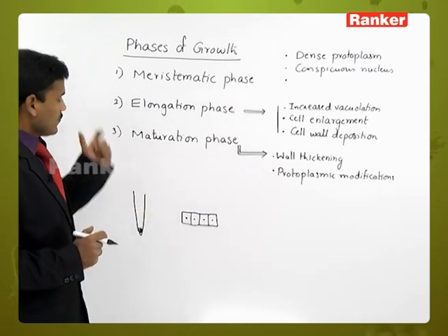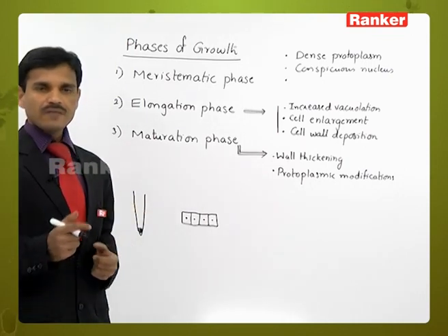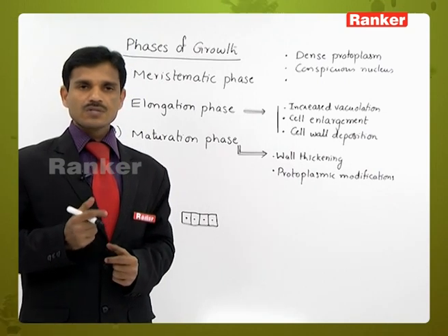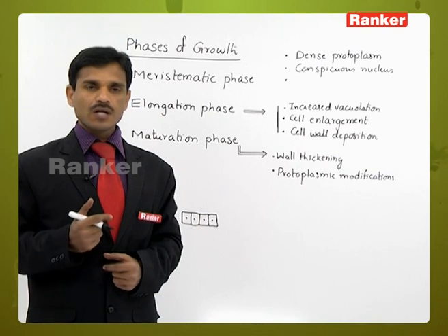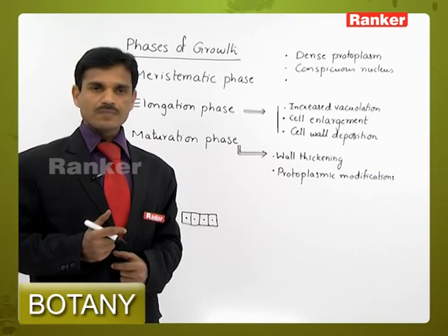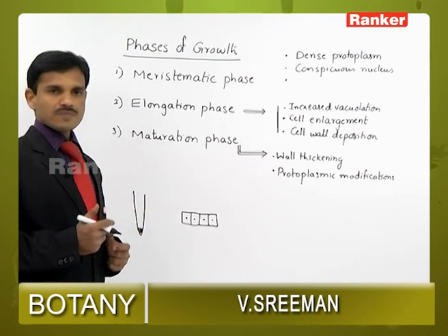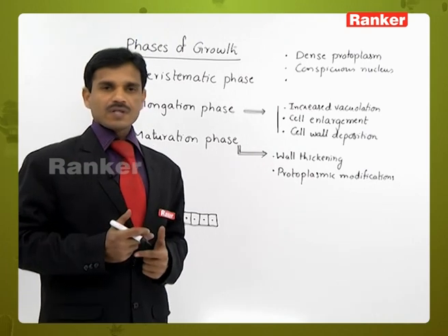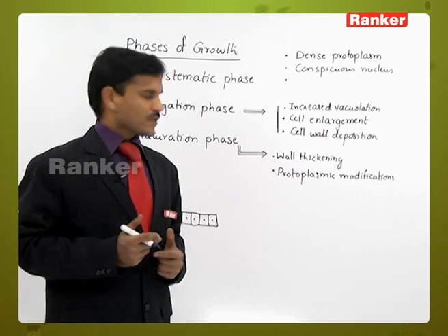In the meristematic phase, the meristematic cells are continuously dividing and producing new cells. Cell division is compulsory for the growth of any tissue, organ or organism. In multicellular organisms, growth occurs first by cell division, which is followed by differentiation.